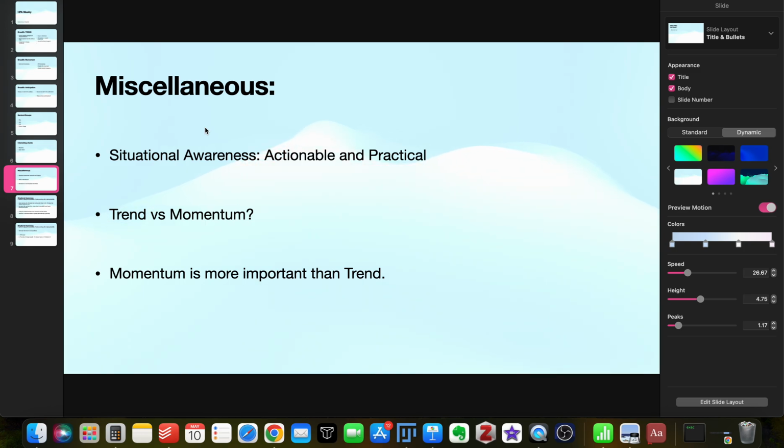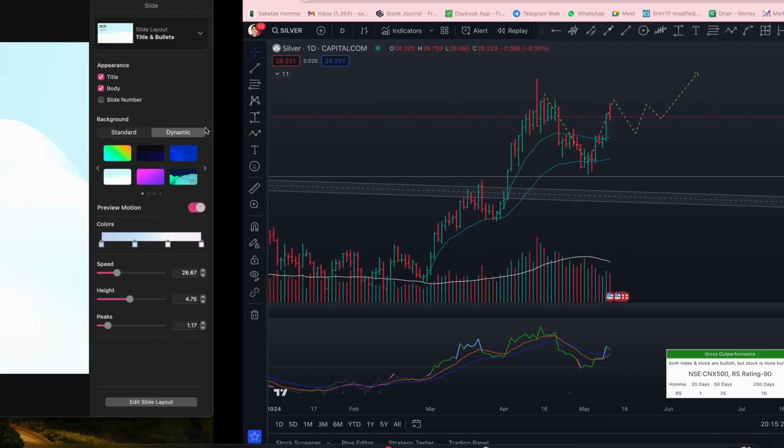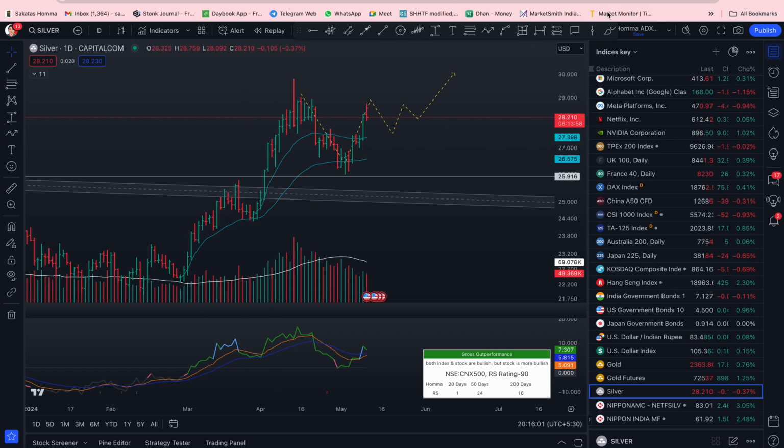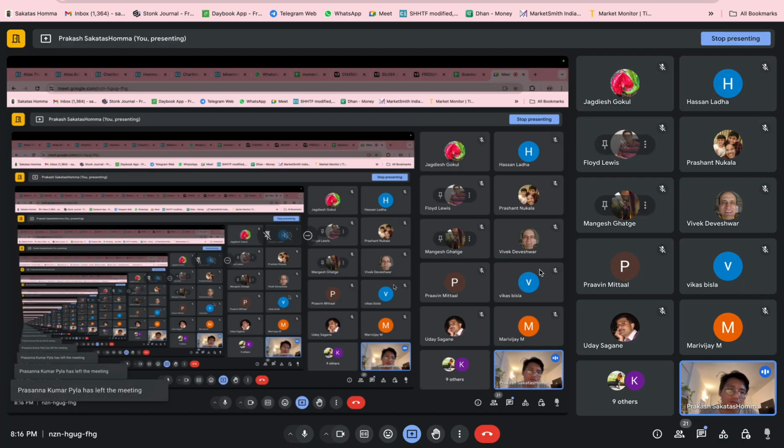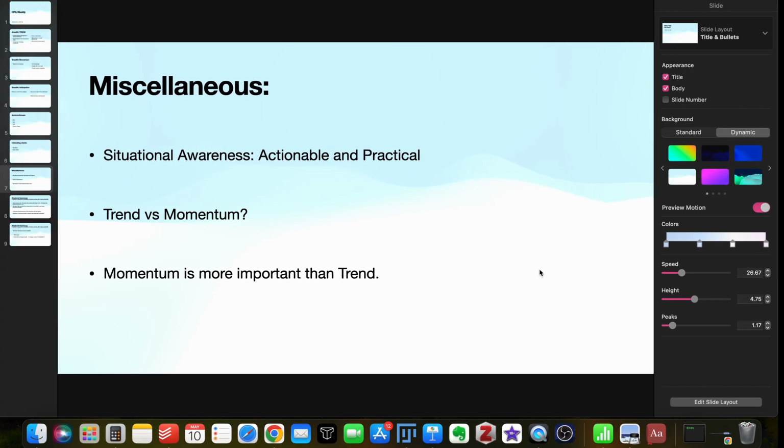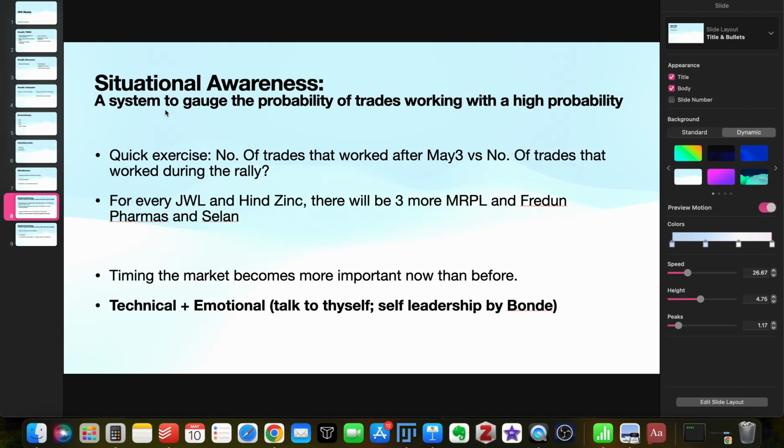I heard this for the first time from Pradeep Bonde from Stock B. In the beginning I did not know what situational awareness was, but in due course of time, the way I define it has come to be like this: situational awareness is basically gauging the probability of your trades working with high probability or not.